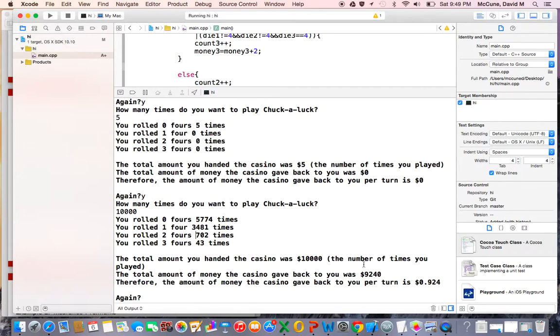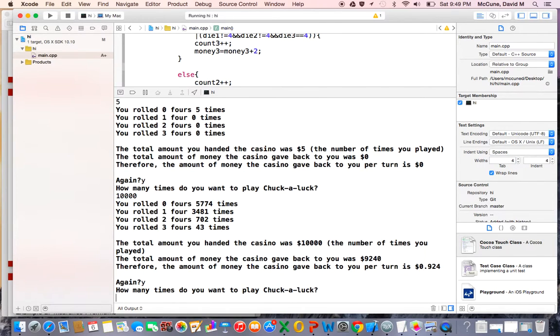So since I played 10,000 times, the total amount I gave the casino was $10,000. The total amount of money the casino gave back to me, the computer just calculates all this, was $9,200 or so. Therefore, when I take this number and divide by the 10 grand I ponied up, the amount of money the casino gave back to me per turn was 92 cents.